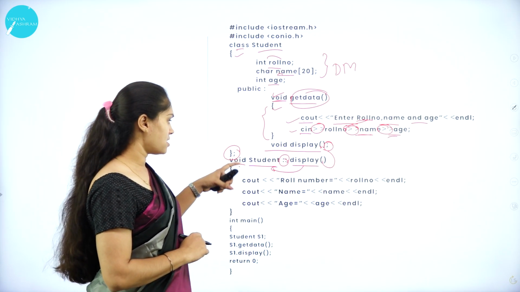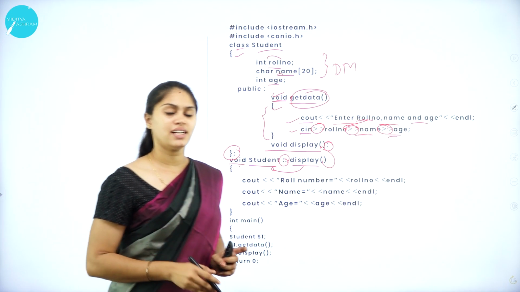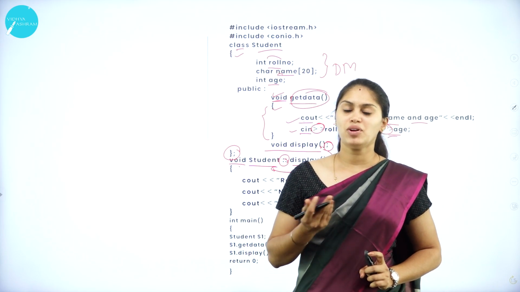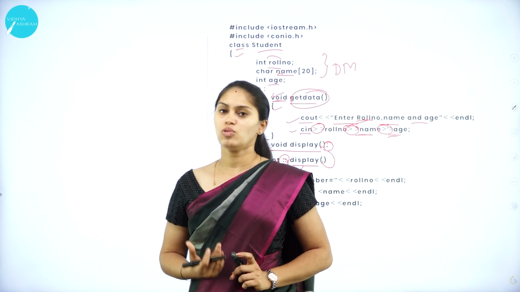Getting it? So what is this? Display comprises whatever data I have taken from the user in the getdata function. I am going to display those contents. What were the data?